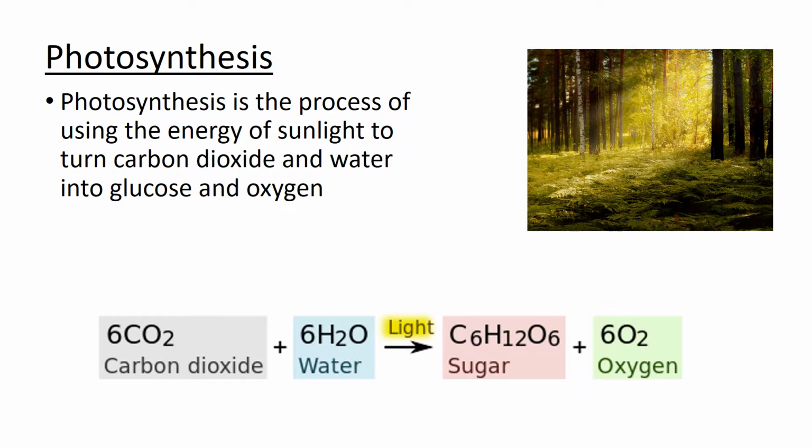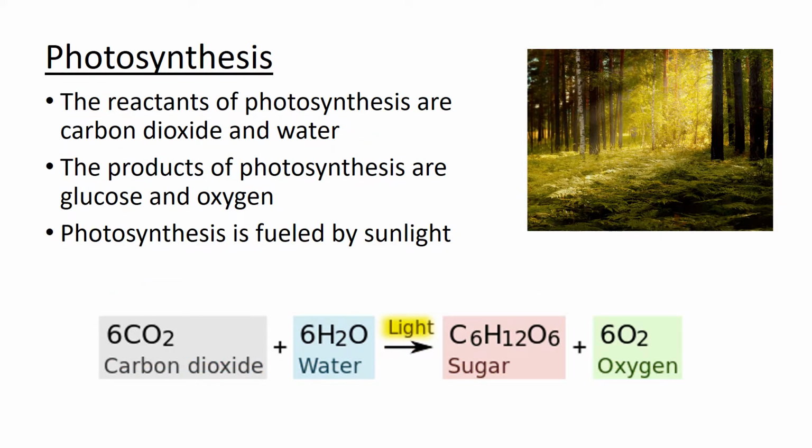So photosynthesis is the process of using the energy of sunlight to turn carbon dioxide and water into glucose and oxygen. If we look down at the bottom, we see, let's highlight our arrow first. So the things over here, these are our reactants, and the things over here are our products. You can see where it says light over here. That's where the plant is using the energy of the sunlight to power this chemical reaction. But here are our reactants, carbon dioxide and water. And over here are our products, sugar and oxygen. So again, photosynthesis is the process of using the energy of sunlight to turn carbon dioxide and water into glucose, that's our sugar, and oxygen.